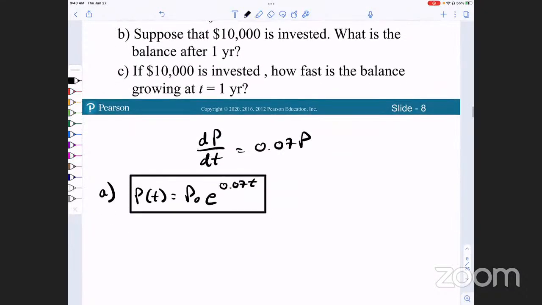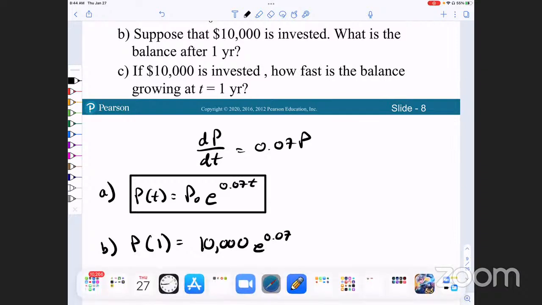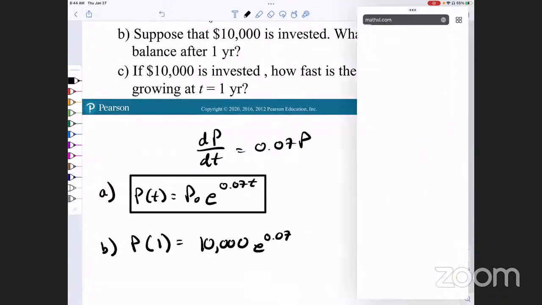Suppose that $10,000 is invested. What's the balance after 1 year? Okay. The balance after 1 year, where P naught is going to be $10,000, times e to the 0.07. And this looks like a case for our trusty dusty rusty. Let me see this.